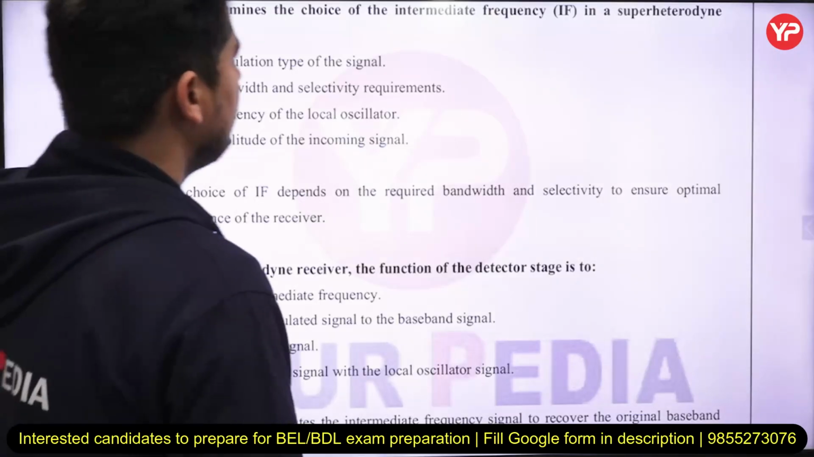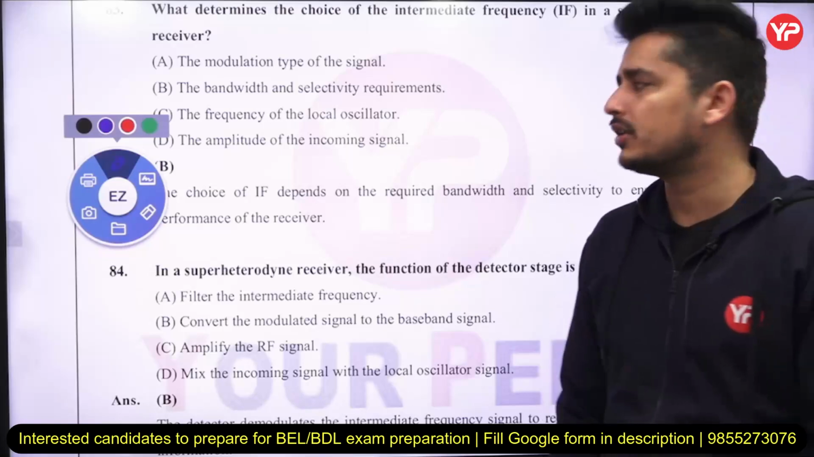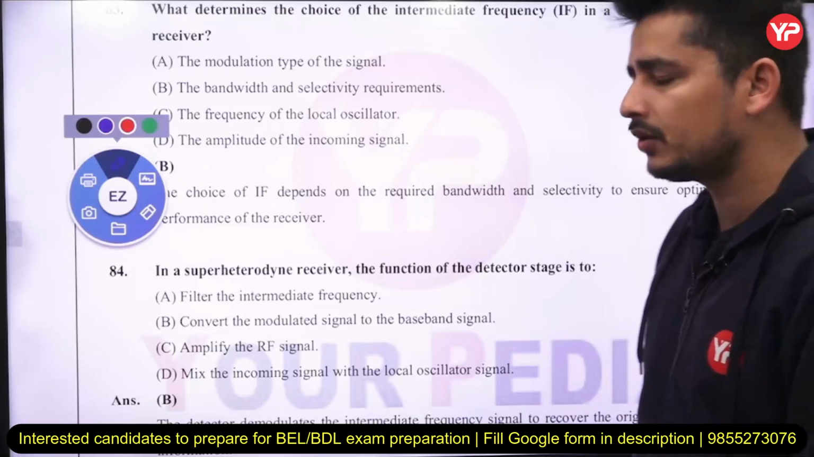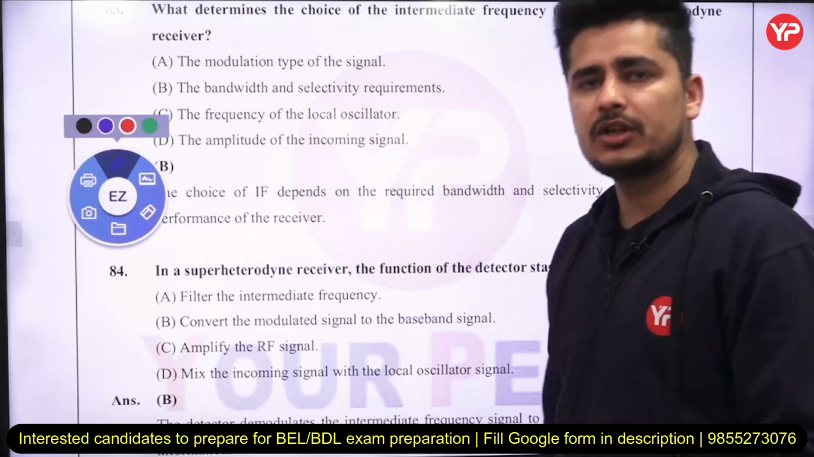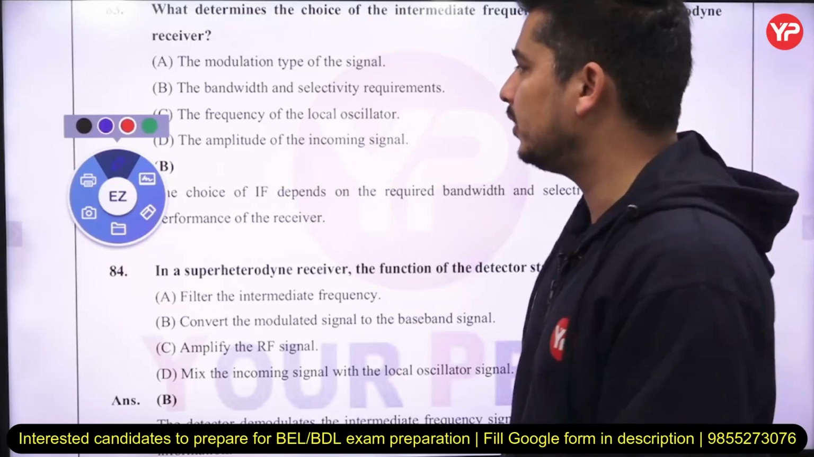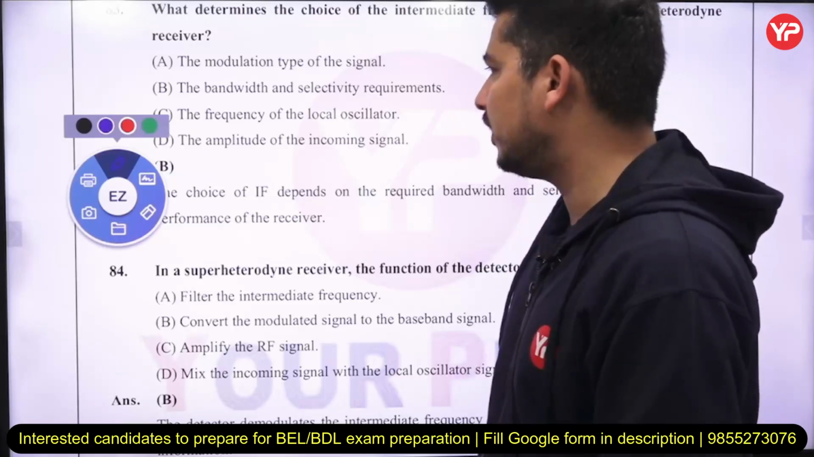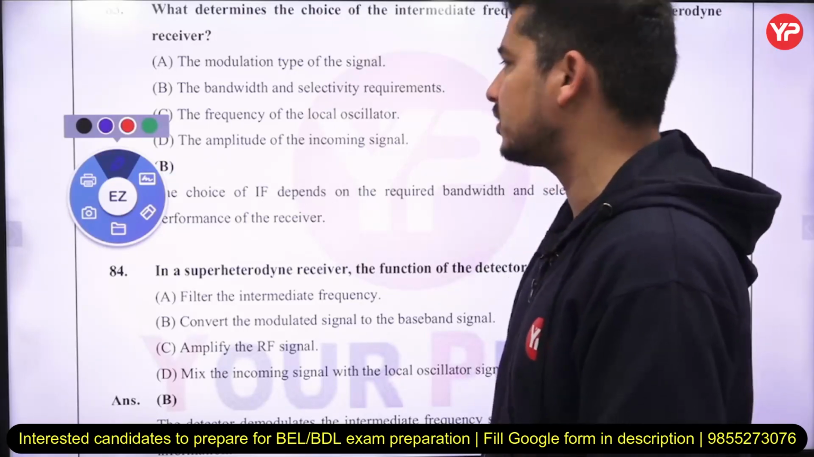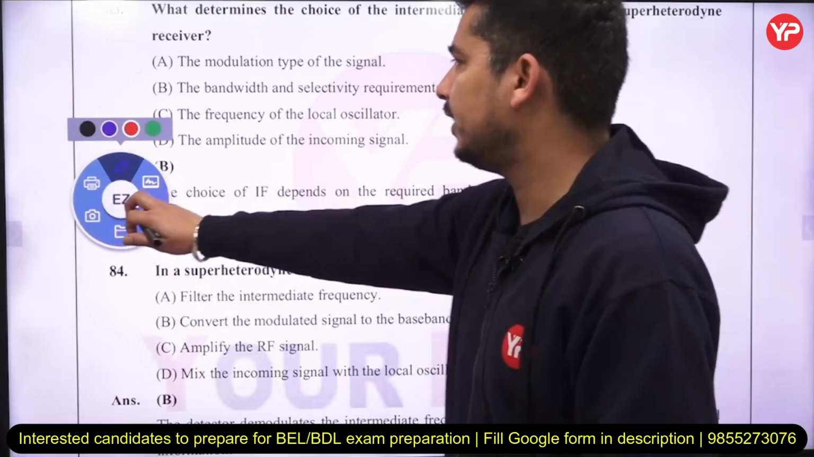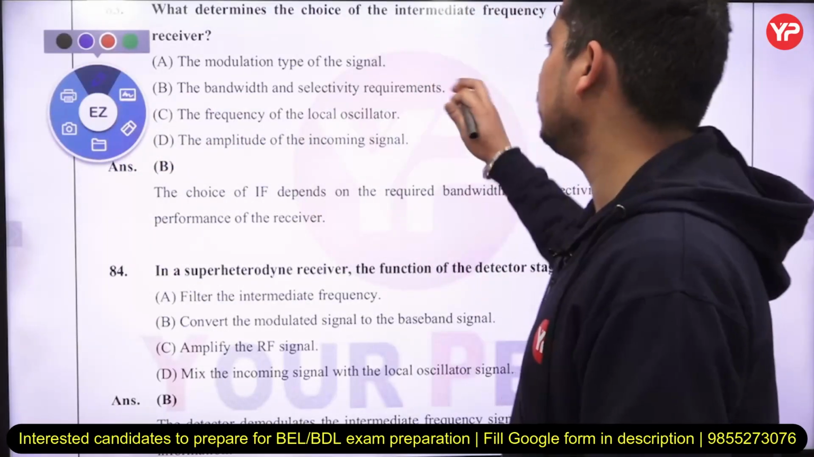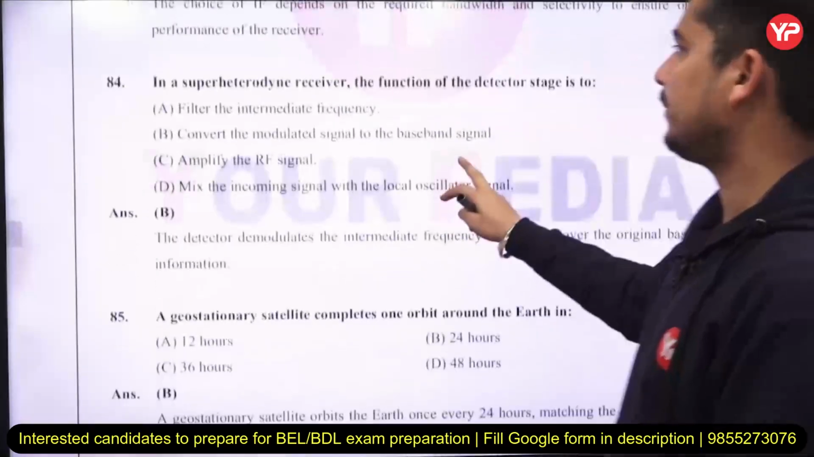What determines the choice of intermediate frequency in a superheterodyne receiver? See, basically whenever we are talking about how you can choose the intermediate frequency, that will depend on the selectivity requirement and the bandwidth requirement. How much bandwidth you require, it will depend on that thing. Modulation type will not affect it. Frequency of the local oscillator will also not affect it. Amplitude of the incoming signal will not affect it. Only the bandwidth and the selectivity requirement will affect your selection of IF.